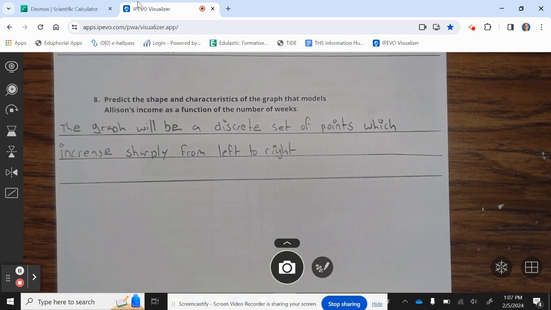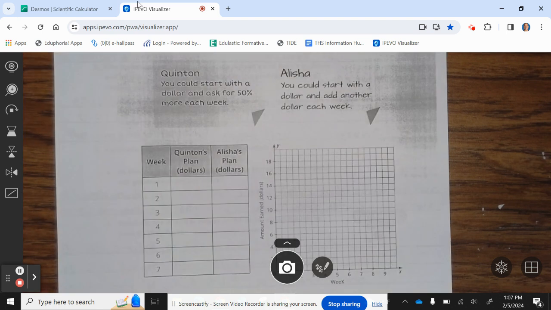All right, number 8. Predict the shape and characteristics of the graph that models Allison's income as a function of the number of weeks. The graph will be a discrete set of points which increase sharply from left to right. All right, let's take a look at the next page.